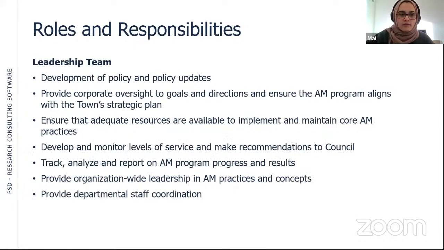When we look at the leadership team and the responsibilities that they have, really, without having a leadership team or an asset management champion, asset management is going to fail, right? As a program, you need someone, or a team, to spearhead and oversee the goals and the coordination of staff. So really, that is the major responsibility of the leadership team, to oversee and to monitor those levels of service that are being provided and make recommendations to council where they see fit. And we'll talk a little bit later about that, but really without the people aspect, the people and the key stakeholders that monitor and manage the assets and the services, asset management is not sustainable.